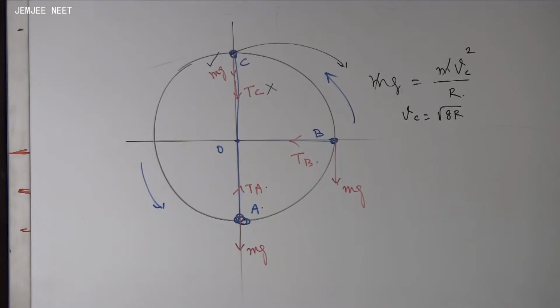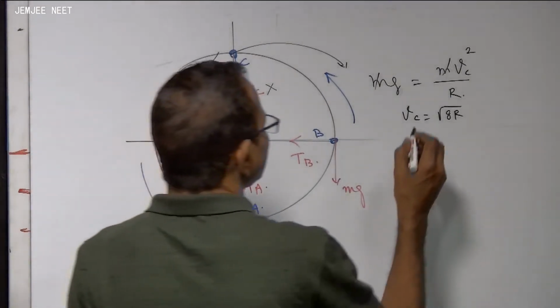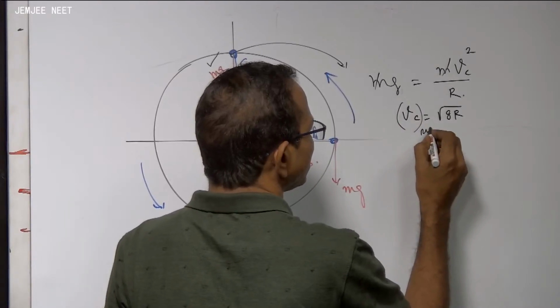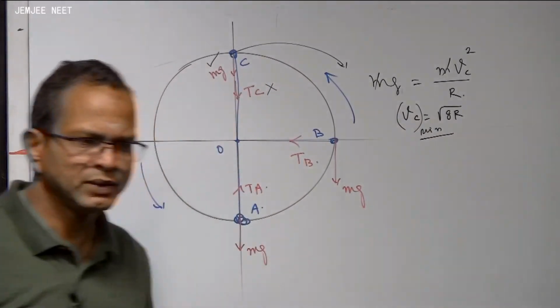This is the minimum speed. Can the body be rotated more than this? Of course, you can rotate, no problem. But this is the minimum speed. You understand the point?